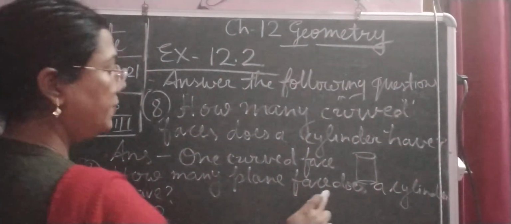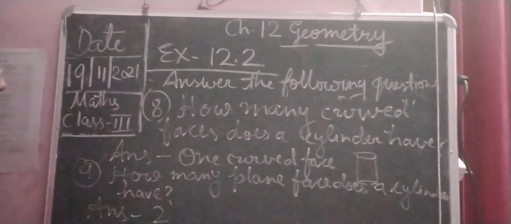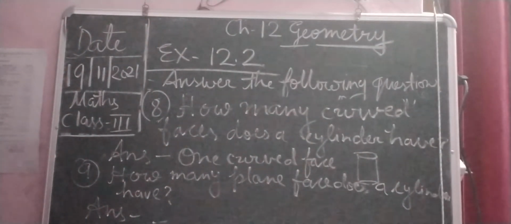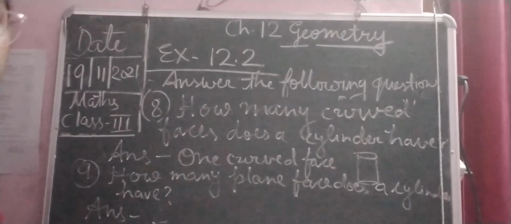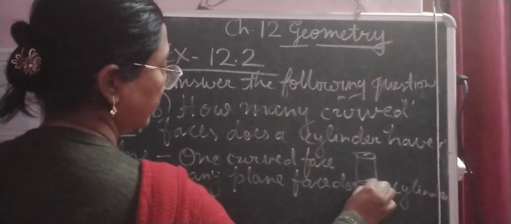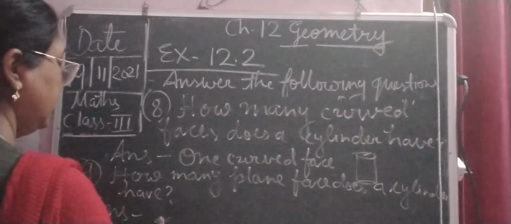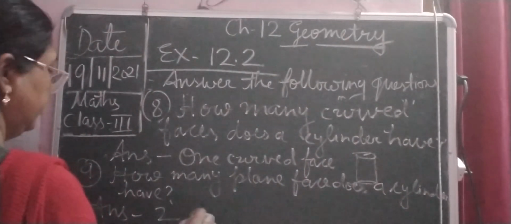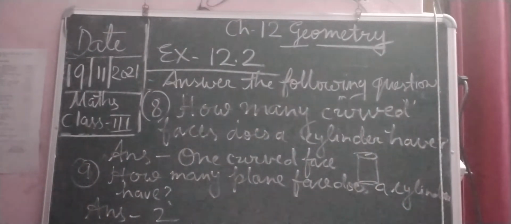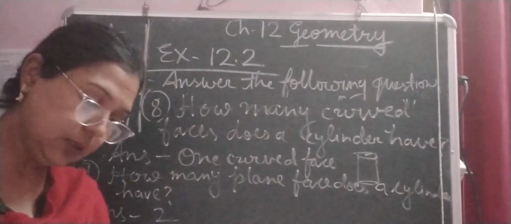How many plane faces does a cylinder have? One curved face is there. So children, here you can see 2 plane surfaces. So write it down, 2. Okay children, now this we have done.